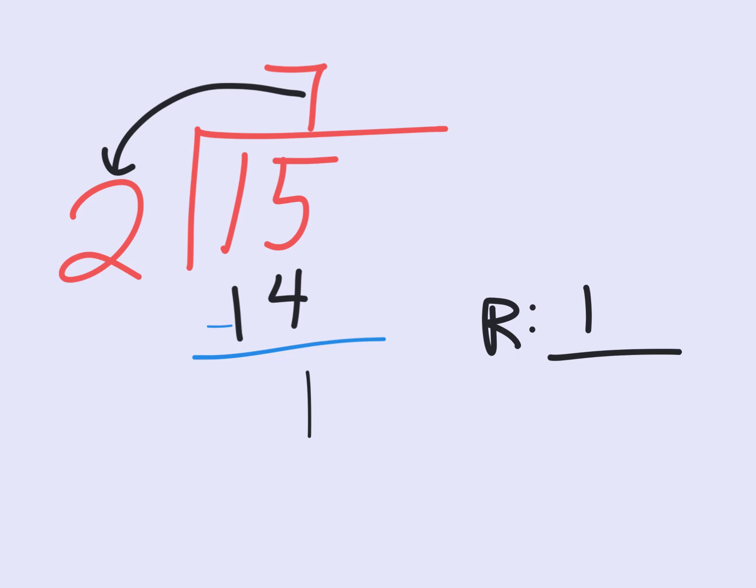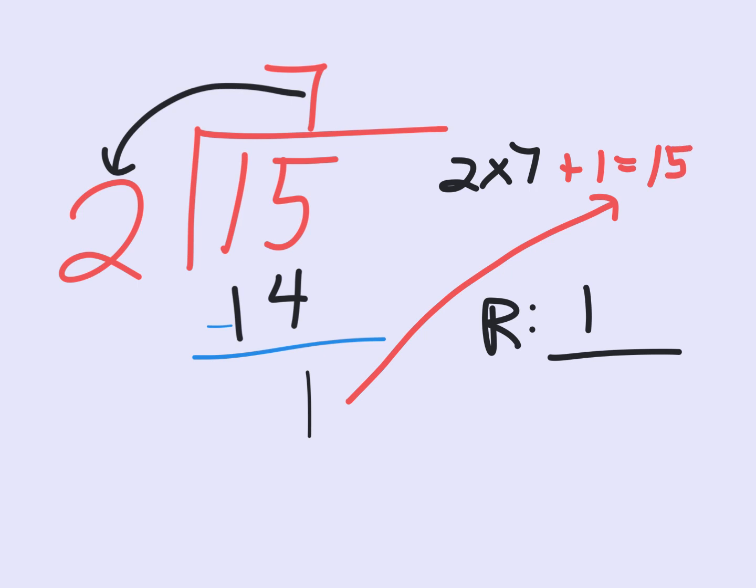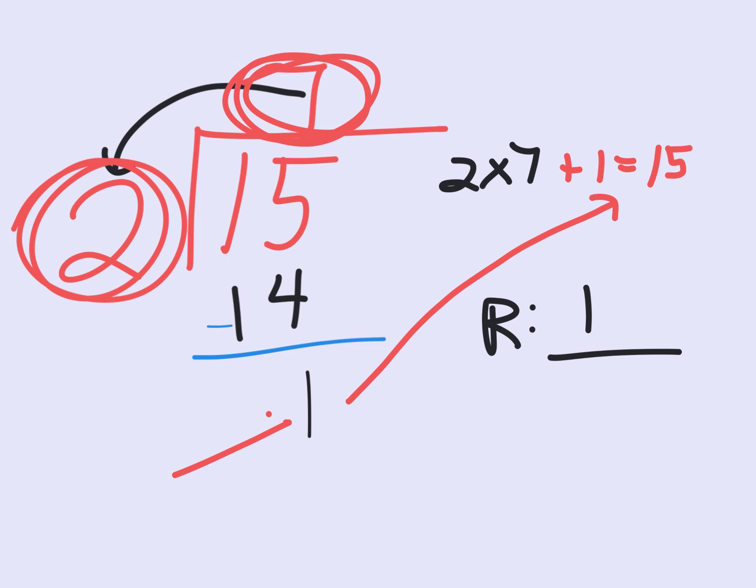But what does it really do? 2 times the 7 gets you close to your answer, right? The remainder gets added to that. See this? That gets added to it, and then you'll get up to 15, which is what we wanted. So it's this times this plus the remainder.